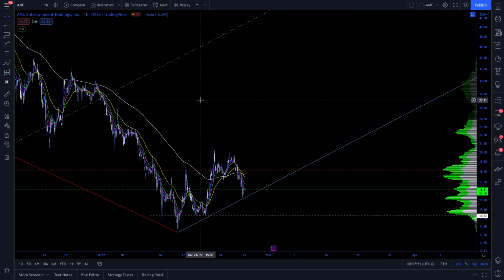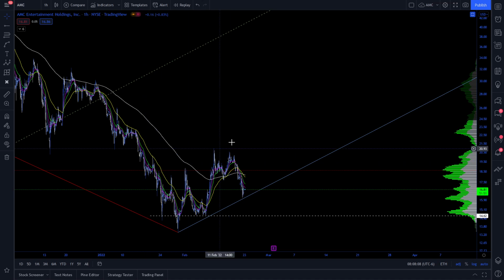So obviously, what I don't like is that we're below the 1 hour EMA, right? So we have the 200 EMA here, and we have the 55 EMA being the yellow. So we are below them again. That's what I don't like.